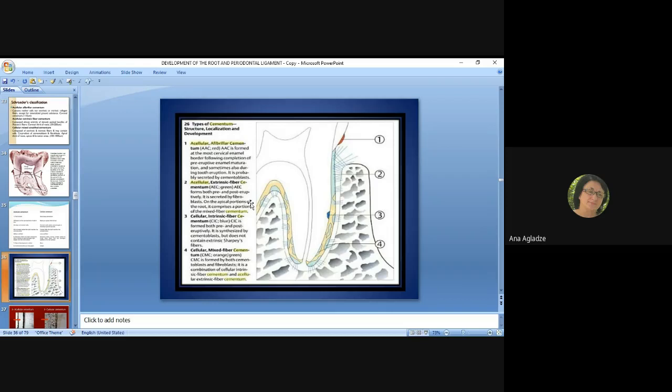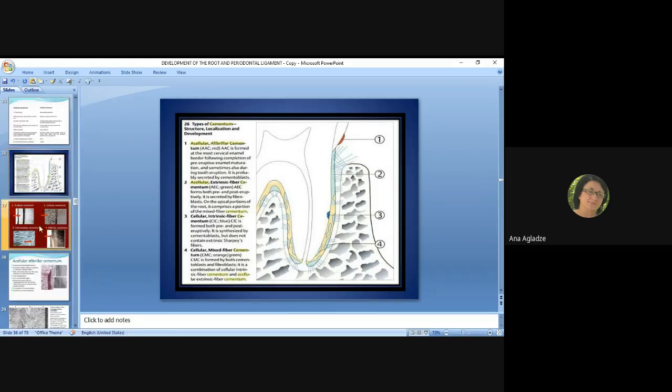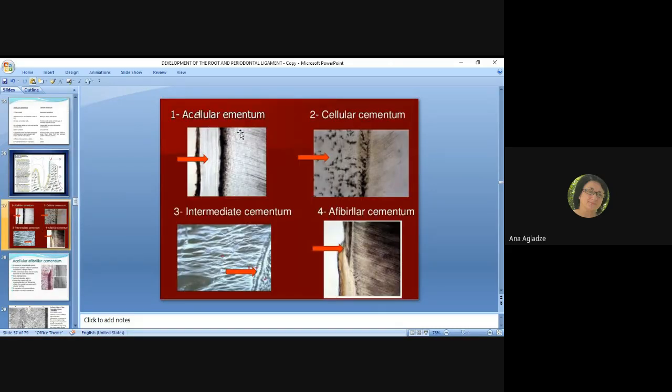Now let's discuss. You know that there are cementoblasts and cementocytes. Cementocytes are already embedded in the organic matrix, and cementoblasts are effector cells. They are formative cells; they form cementum. And now let's discuss the formation of acellular afibrillar cementum. Here are the types of acellular cementum.